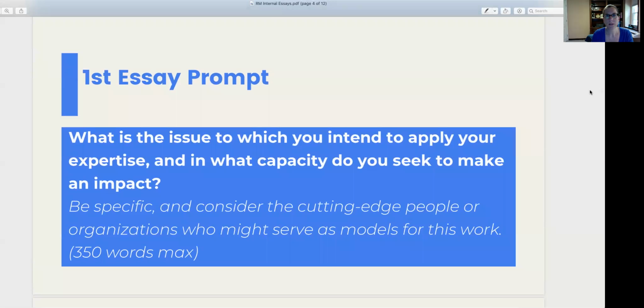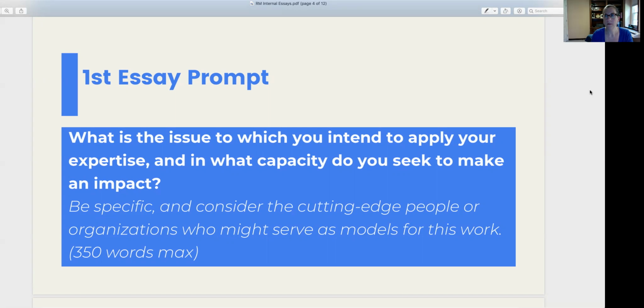So let's get to the first essay prompt in the internal application itself. Essay prompt number 1 asks, in about 350 words max, what is the issue to which you intend to apply your expertise, and in what capacity do you seek to make an impact? There are 2 really important features of this prompt that we'd like you to pay attention to. The first is the issue.